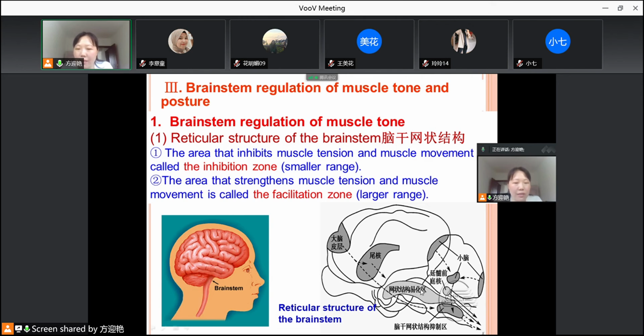But we can see this large range. It means that normally the facilitation zone function is the major one.